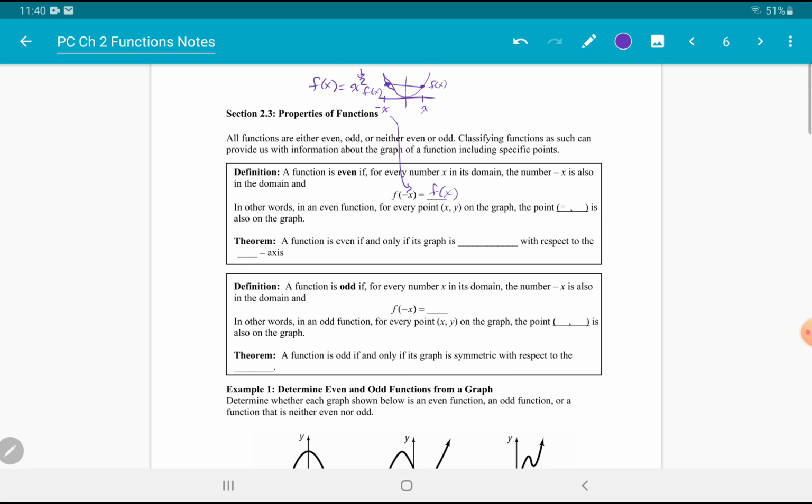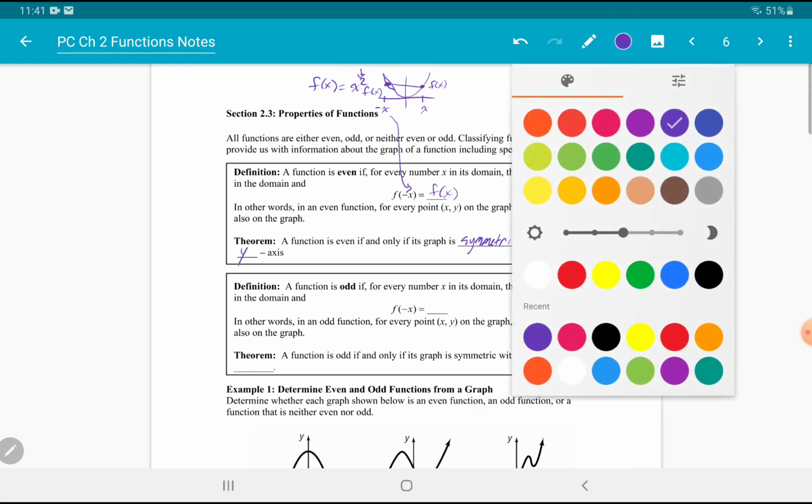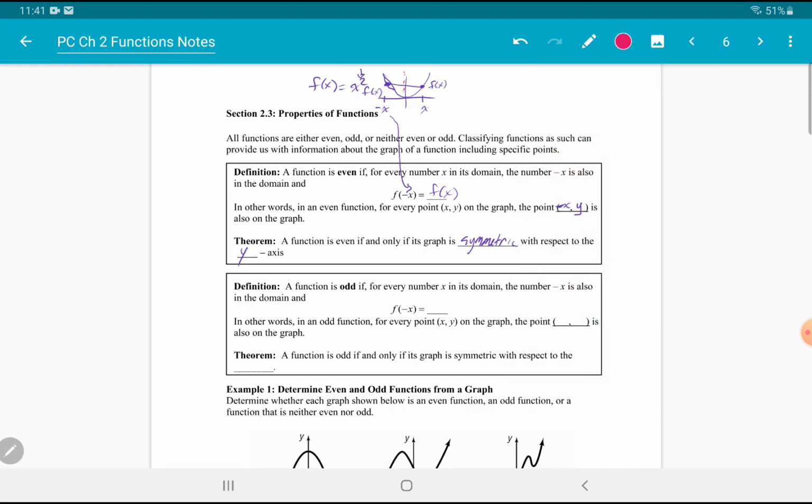In other words, in an even function, if you have every point x, y on the graph, then you also have the point negative x, but you still have the same y value, so the point negative x, y is also on the graph. A function is even if and only if its graph is symmetric with respect to the y-axis. If we take a look at our graph of x squared, you can see that if we draw a line of symmetry along the y-axis, we have that symmetry occurring along the y-axis.